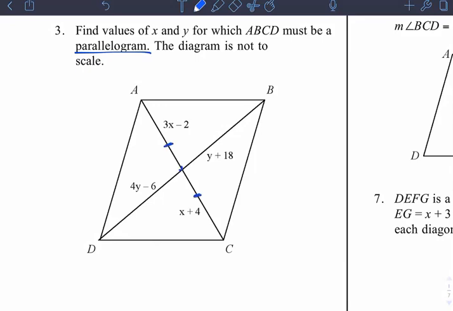and if this is our midpoint, A to our midpoint is 3x minus 2 is congruent to x plus 4. And 4y minus 6 is congruent to y plus 18. So we're going to have two sets of equations. We're going to have an x equation. We're also going to have our y equation, and then we'll be able to solve it.